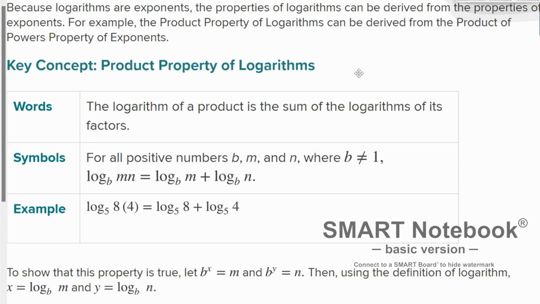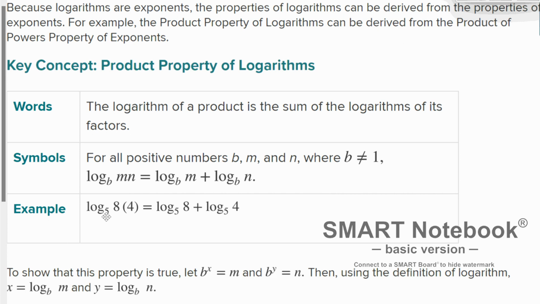Today we're going to look at the properties of logarithms. Basically, if I'm taking the log with some base and I have something being multiplied, the product, I can separate that into two logs with the same base. Notice those both have b's, and then I'm adding those two logs.